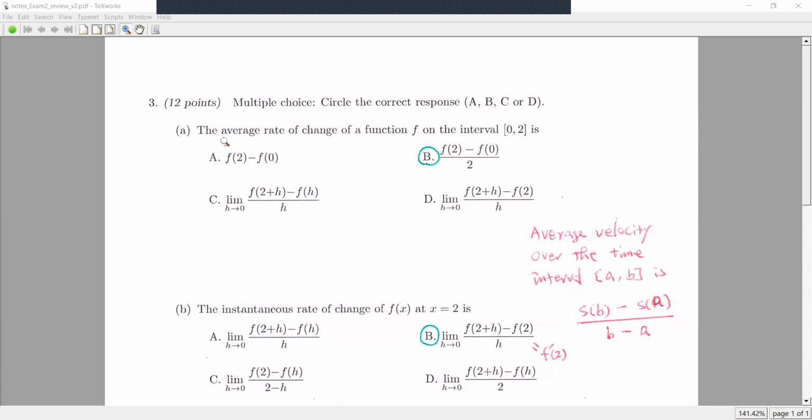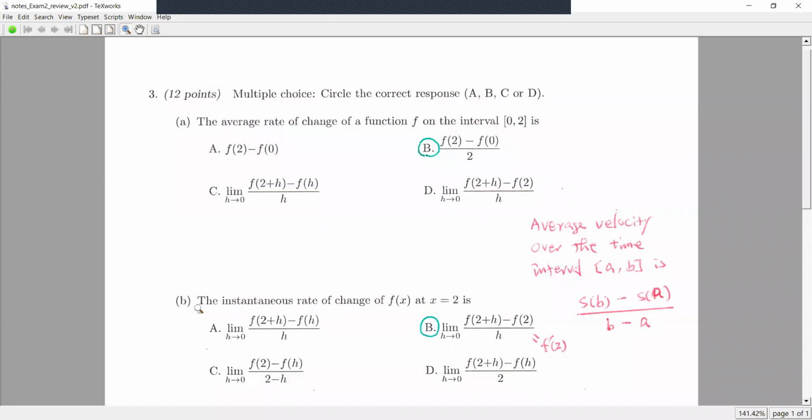Similarly, the average rate of change of a function on an interval is the function value at the right endpoint 2 minus the function value at the left endpoint 0 over right endpoint minus left endpoint, 2 minus 0, which is 2. Therefore, B is the correct answer.